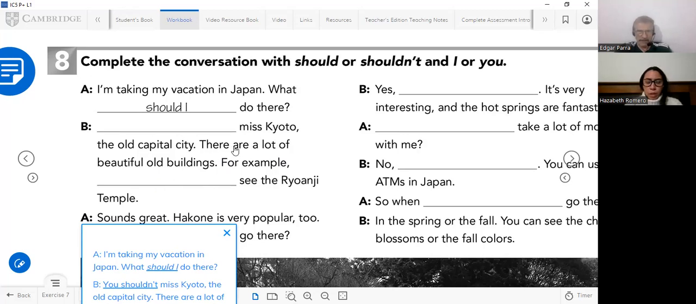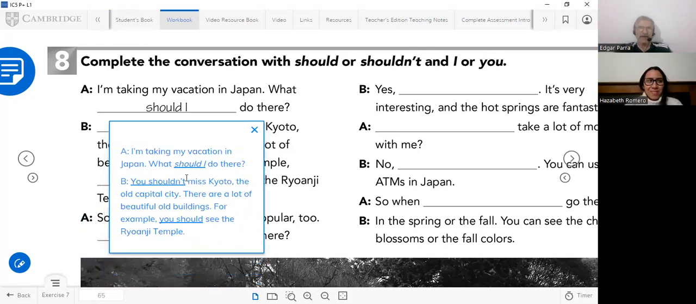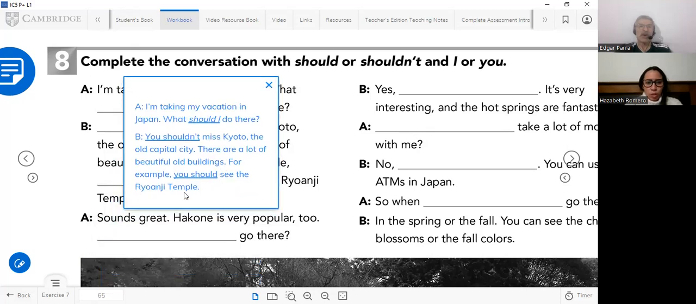For example, you see there are a lot of beautiful old buildings. For example, see the Ryoanji temple. What are you going to use, I or you? Should or shouldn't? For example, you should see the Ryoanji temple.